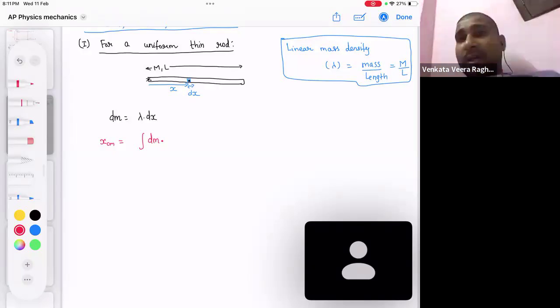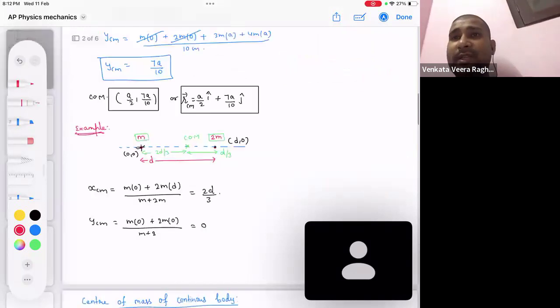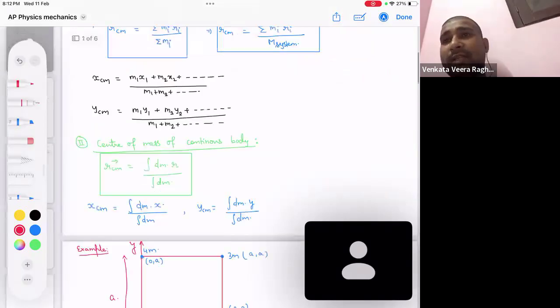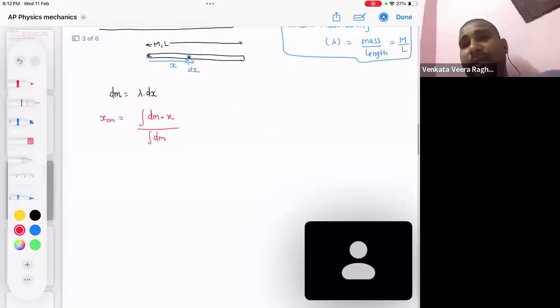The center of mass of that dm element is at x distance, divided by dm integration. Remember the definition of the center of mass for a continuous body? This is what we are using in our question: integration of dm x by integration of dm. Okay, now just put the value.